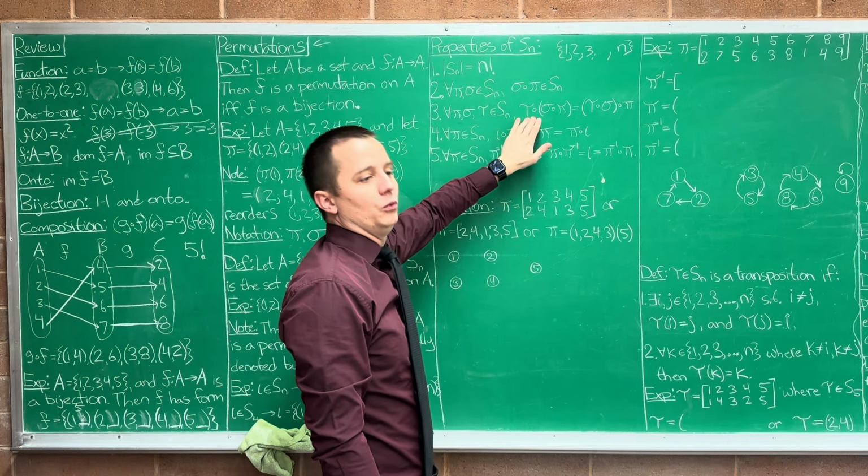Our next one here, again, one that we proved last time. For any pi in S of n, the identity composed with pi is the same thing as pi, is the same thing as pi composed with the identity. In other words, composing with identity doesn't change anything.